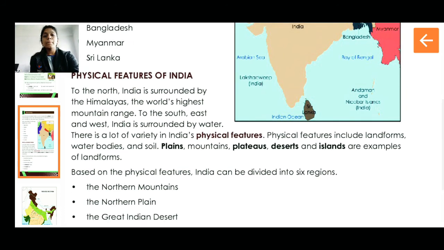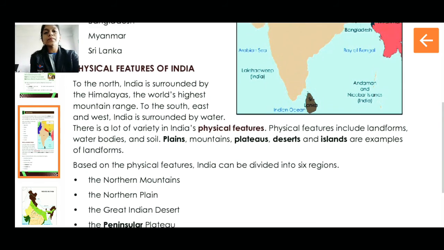Now here, plains, mountains, plateaus, deserts and islands are examples of landforms. Now what is a landform? Land, you know, a plain land. So this land has different types. So here they have given you few lands are plains, few are mountains, few are plateaus, few are deserts, some are islands. So we are going to discuss this in the further part.